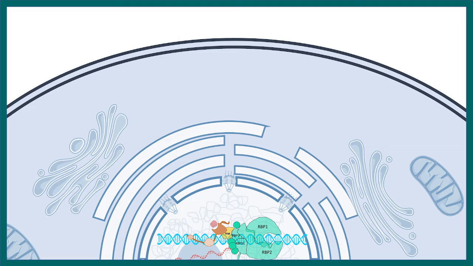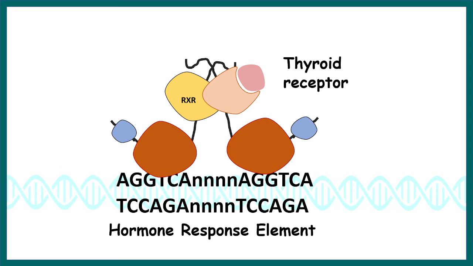Then RNA polymerase can sit and start gene activation and transcription. So this is the molecular mechanism by which thyroid hormone performs its function. So thyroid receptors bind to thyroid hormone response elements, which are a specific region in the DNA, and these response elements are found in many genes.